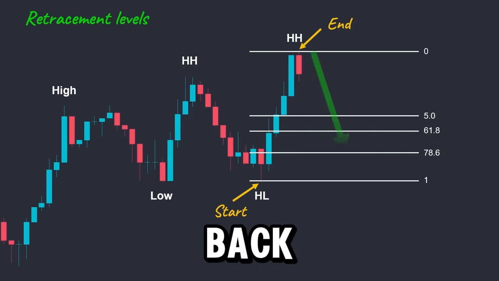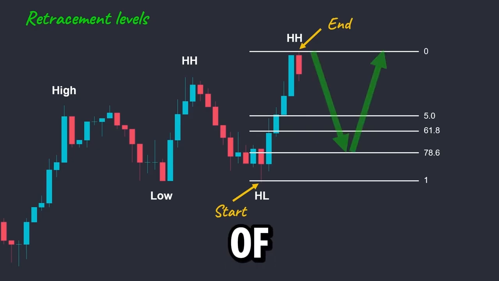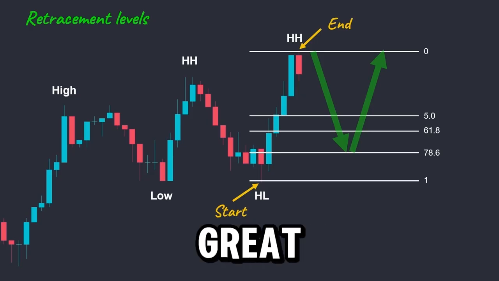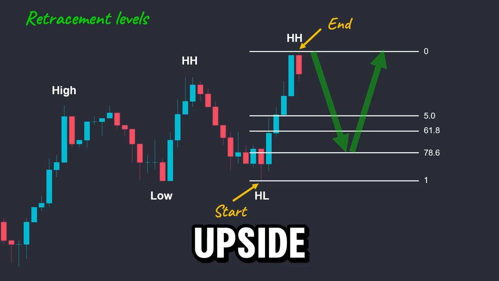When price pulls back to these levels, they can act as a form of support and potentially reject the price to continue moving upwards. This is a great way to identify the end of the pullback and the start of the next impulsive move to the upside.